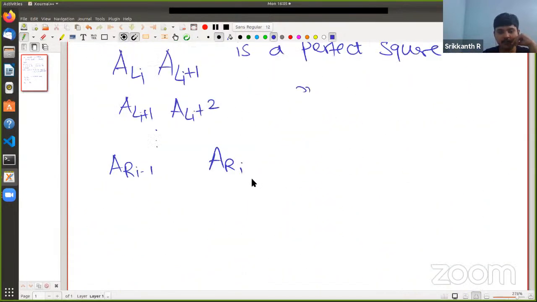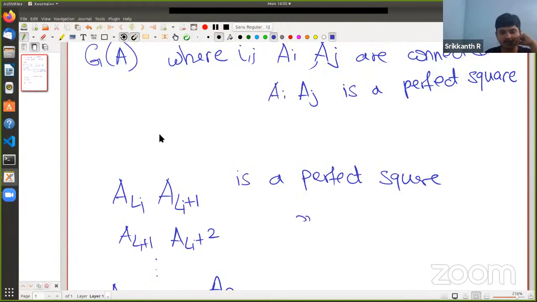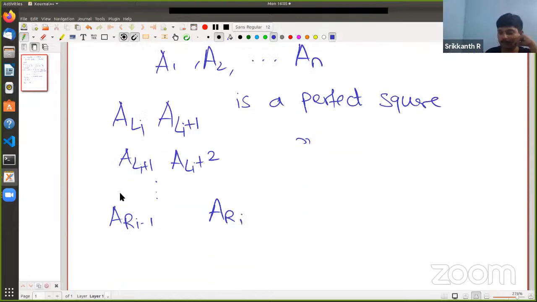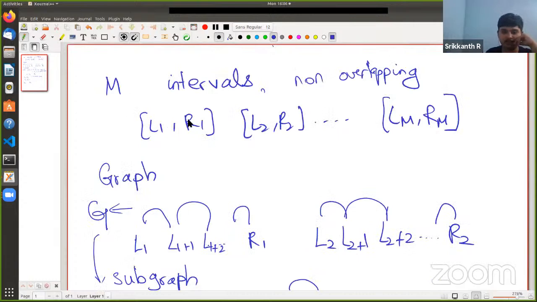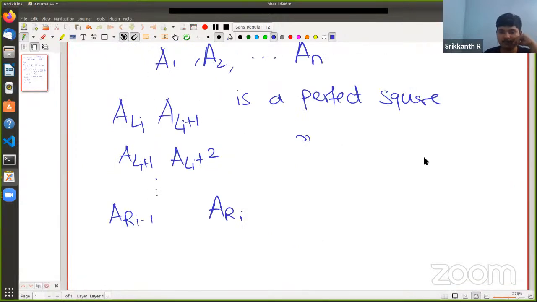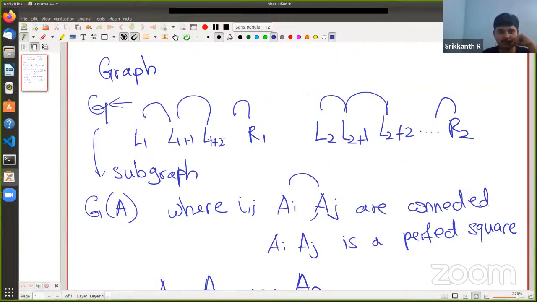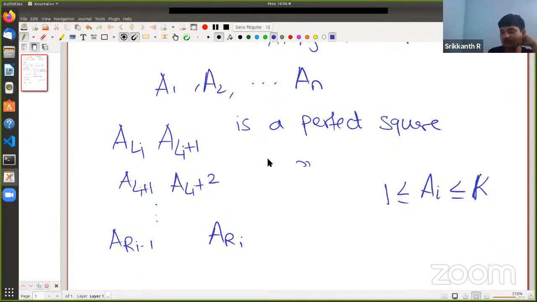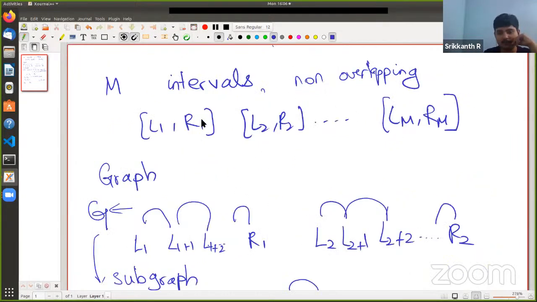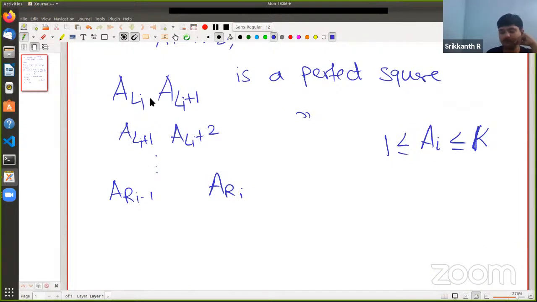We have to find the number of integer sequences A1, A2, and so on to An that satisfy this property for m different intervals L1 R1, L2 R2, and so on to Lm Rm, and the numbers must be from 1 to k. So the problem statement can be reduced to finding the number of integer sequences such that for the given intervals, every adjacent elements' product is a perfect square. We need to count how many such sequences there are.